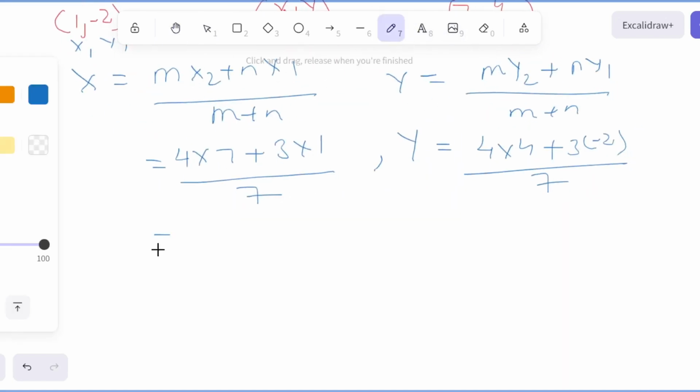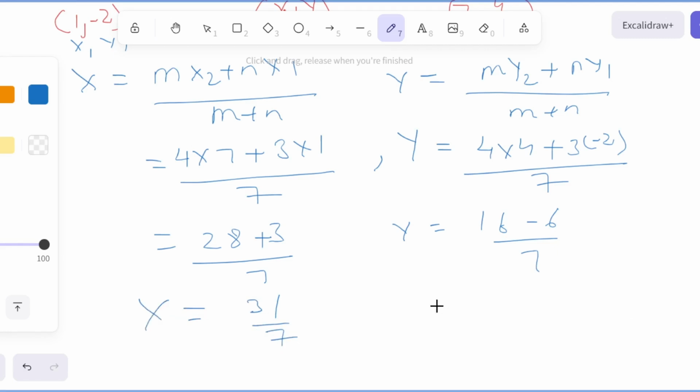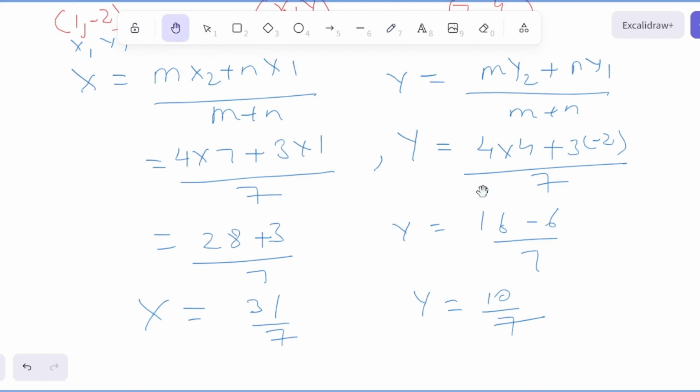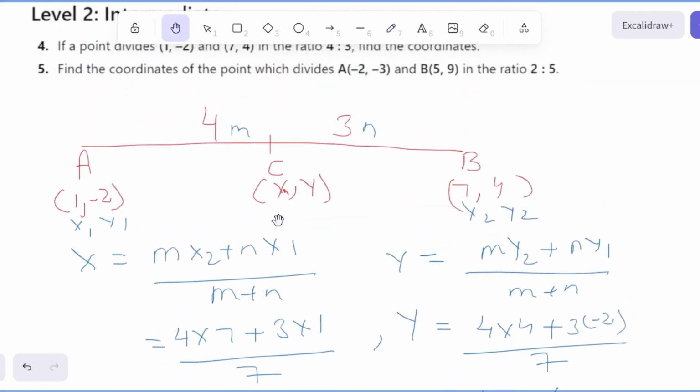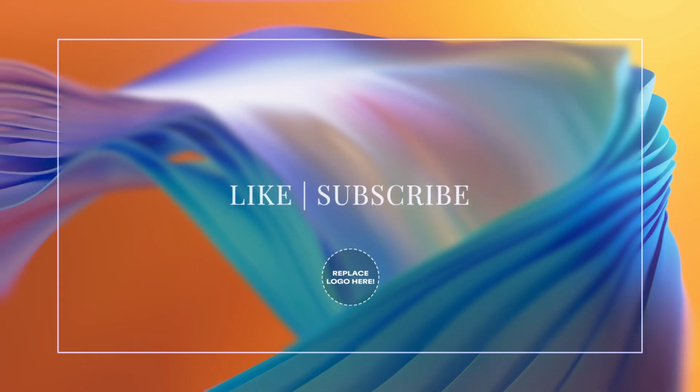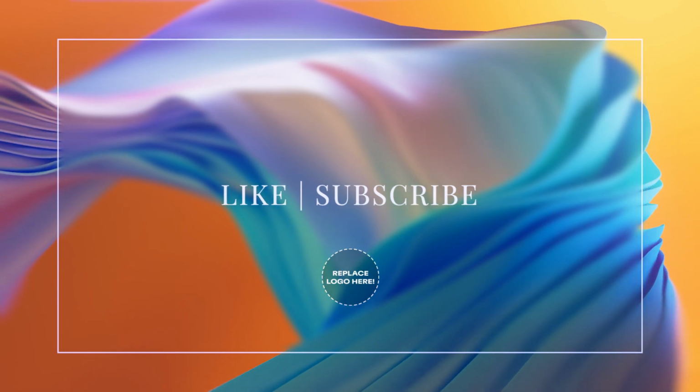And that will be equal to 4 times 7 is 28 plus 3 divided by 7, and here y will be equal to 4 times 4 is 16, and 3 times minus 2 is minus 6, so 16 minus 6 upon 7. So here you get x as 31 upon 7, and y will be 10 upon 7. So the coordinates of that point are 31 upon 7 and 10 upon 7.